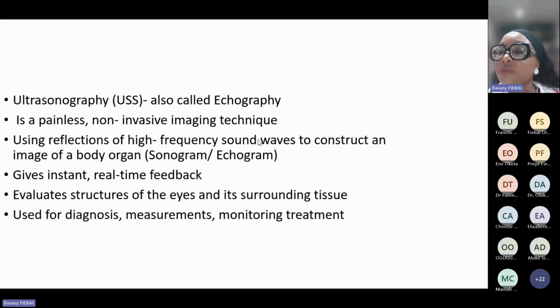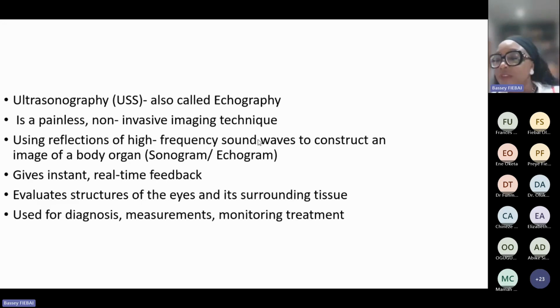Very quickly, I have just 45 minutes to make this presentation. Ultrasonography is actually a very vast topic, but today we will be looking at just B-scan mode of ultrasonography for the posterior segment, obviously because this is a vitreoretina series of lectures. Ultrasonography is also called echography, and it's a painless, non-invasive imaging technique that uses reflections from high-frequency sound waves to construct an image of the body or a body organ, in this case the eye, also known as an echogram.